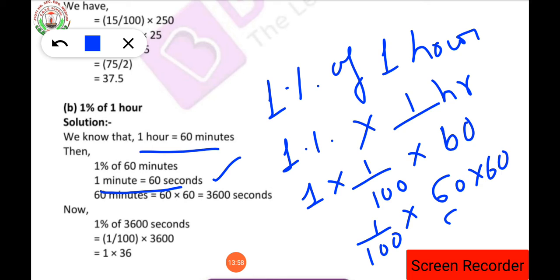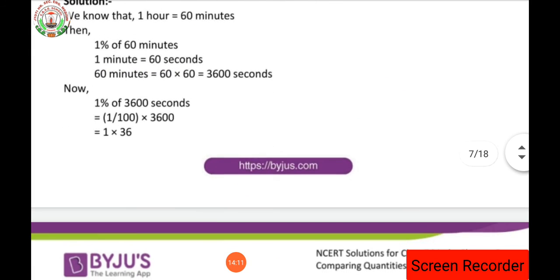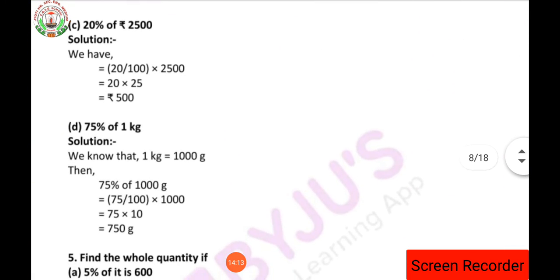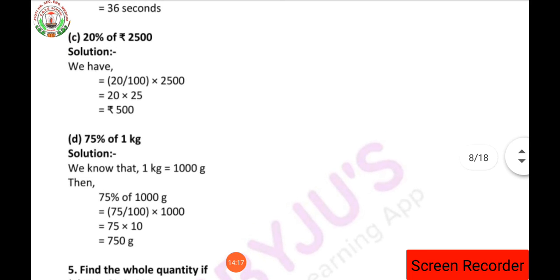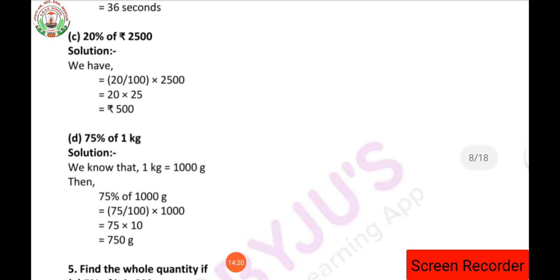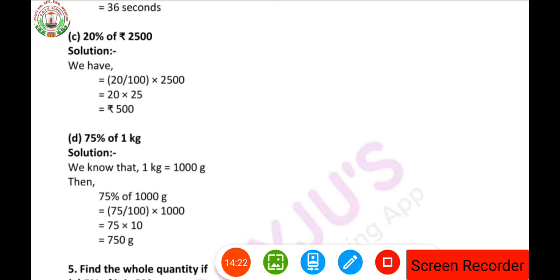So it will become 3600 upon 100, isn't it? So 2 zeros cancel, 36 will be left out. So what is the answer over here? 36 is the answer. Clear everyone? So in this way you are going to solve the C and the D part of the question. So what is the answer for the B part? That is 36 seconds.